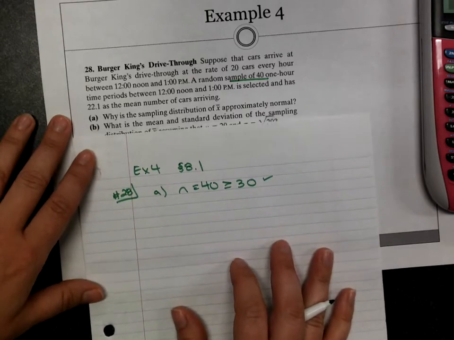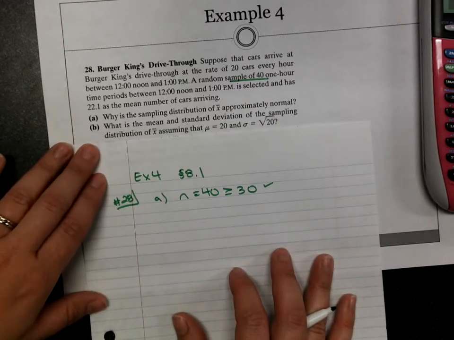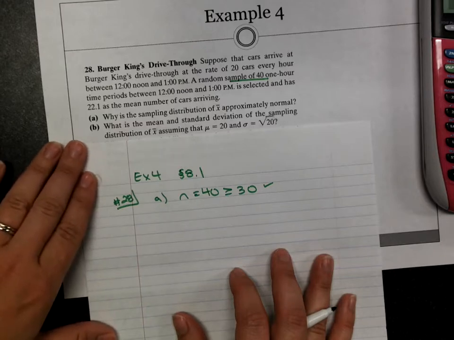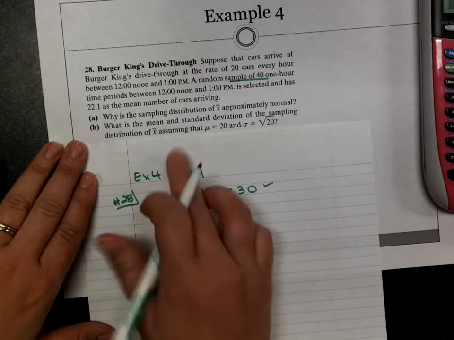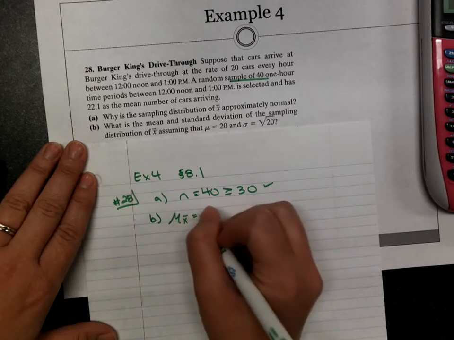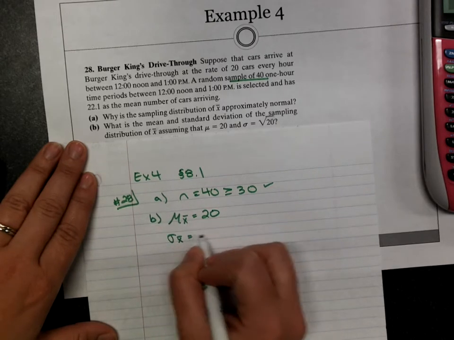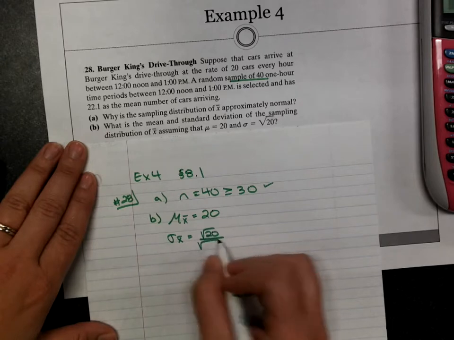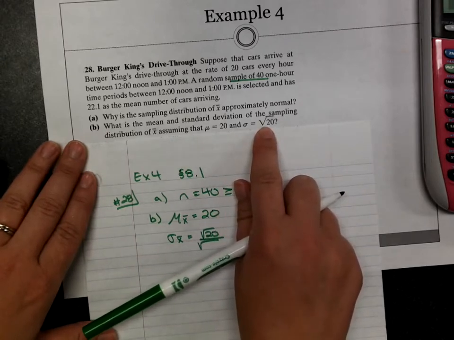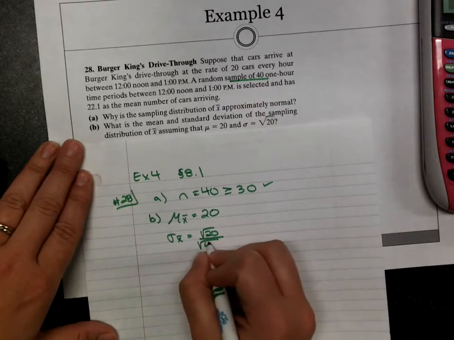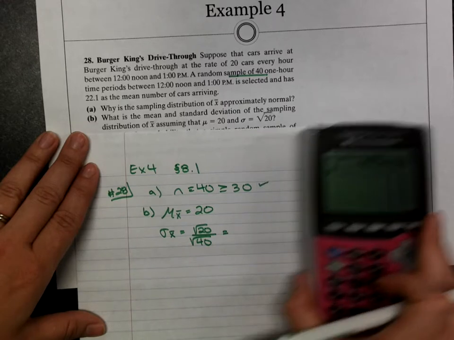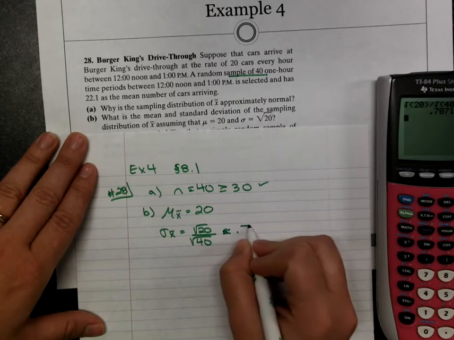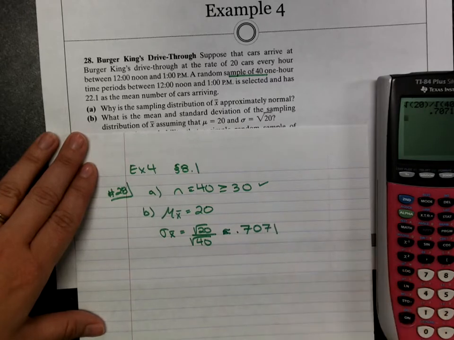What is the mean and the standard deviation of the sampling distribution? Assuming that the mean equals 20 and the standard deviation is the square root of 20. Alright, so it says what is the mean and the standard deviation of the samples. So the mean of the samples would still be 20. The standard deviation of the samples would be radical 20 over, so radical 20 is a weird standard deviation, but that's what they gave us, over the square root of 40, which, let's see, radical 20 divided by radical 40. It's about 0.7071, somewhere in there.